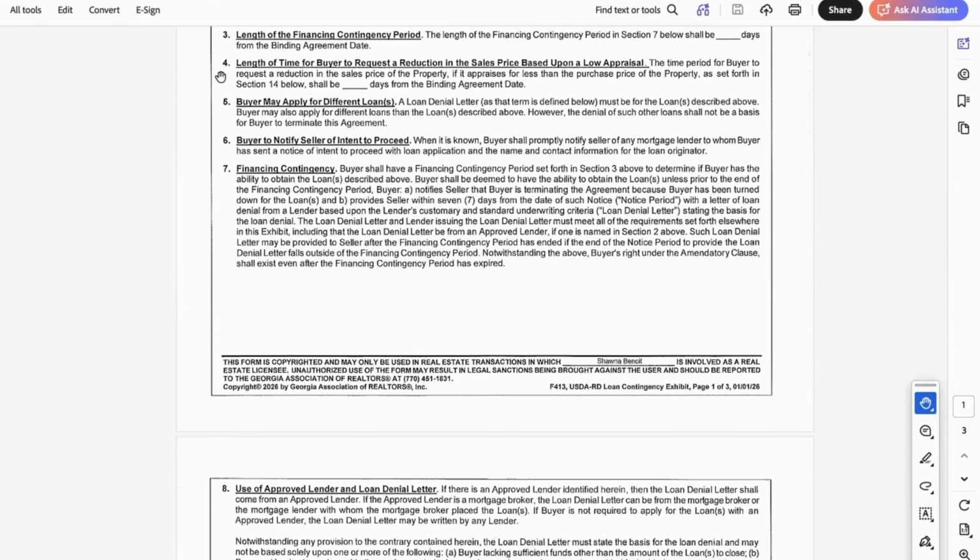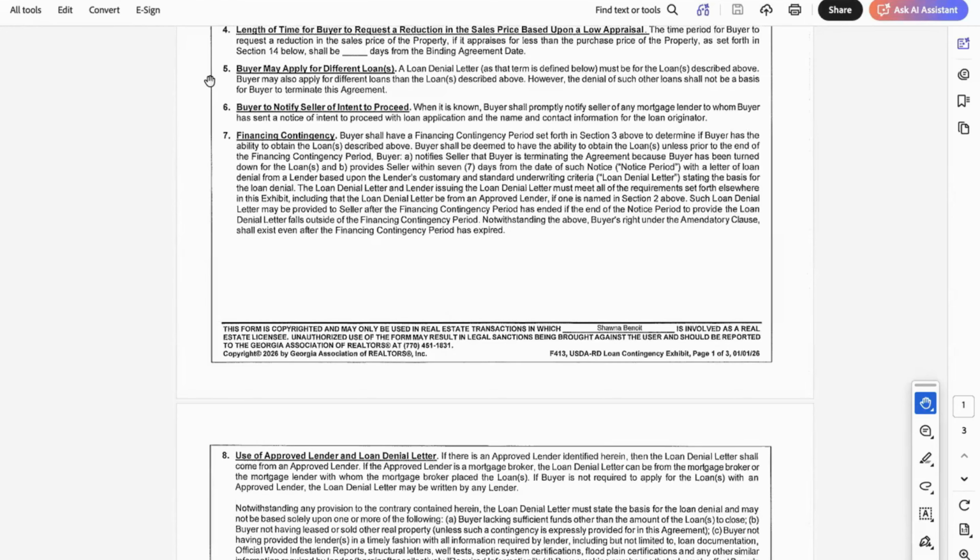4, length of time for buyer to request a reduction in the sales price based upon a low appraisal. This gives buyer a specific number of days to request a price reduction if appraisal comes in low. This is separate from the financing contingency.